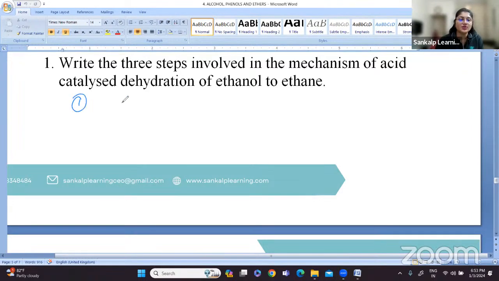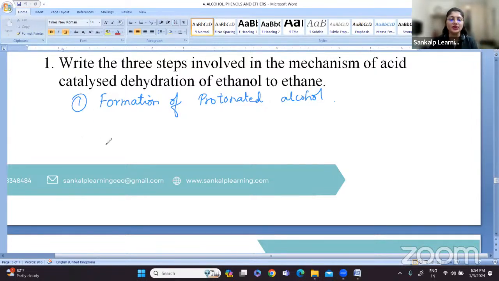So the first step is what? The first step is formation of protonated alcohol. Okay, formation of protonated alcohol. So this is the first. What is happening here? I'll write the structure of ethanol first. Okay, so this is our ethanol.